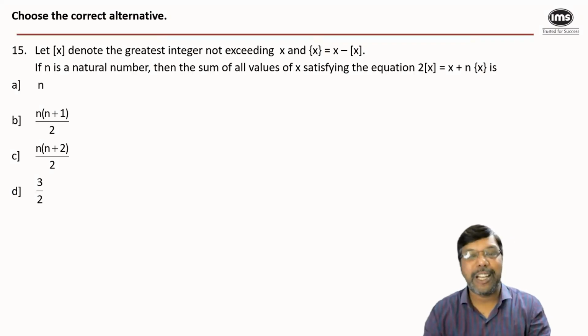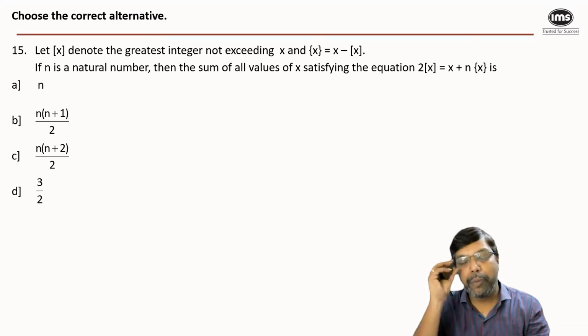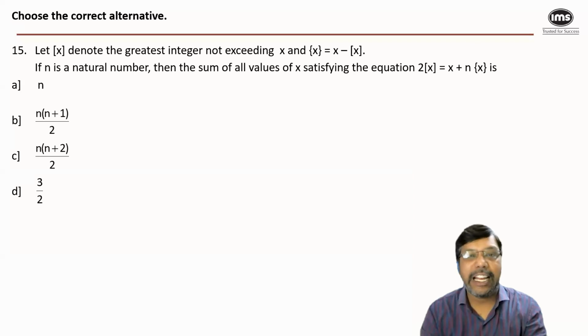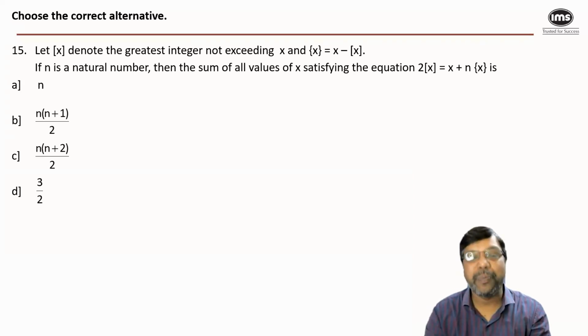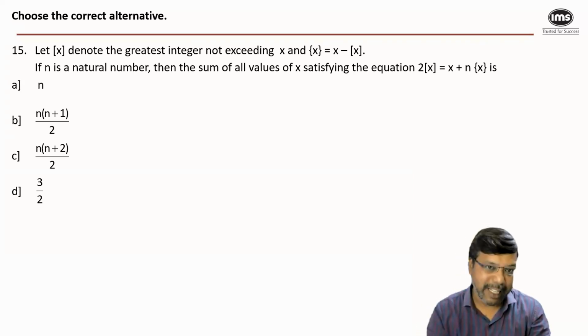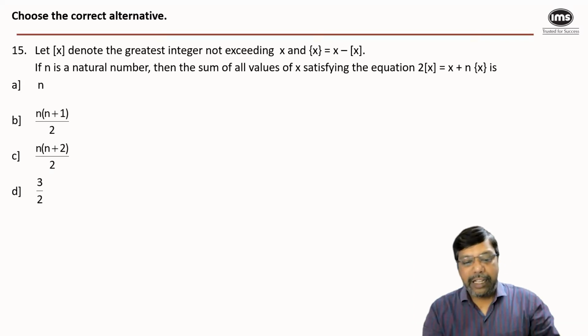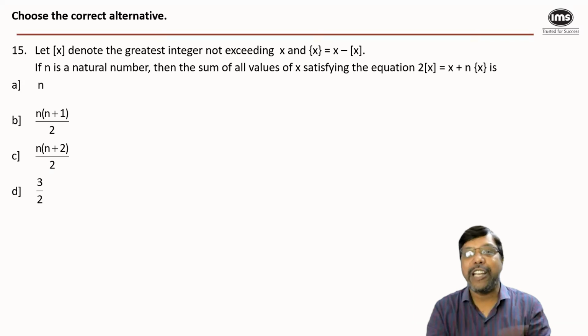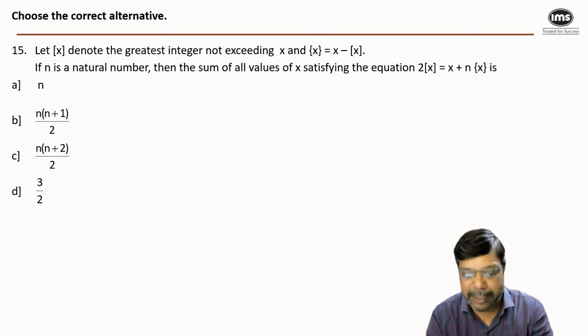Now let's look at question number 15. This probably I would consider as one of the toughest questions in the IPMAT Indore Quant section. So let us see how to answer this. Now, let x in square brackets denote the greatest integer not exceeding x, which is the standard definition of the greatest integer function, defined as the greatest integer less than or equal to x.